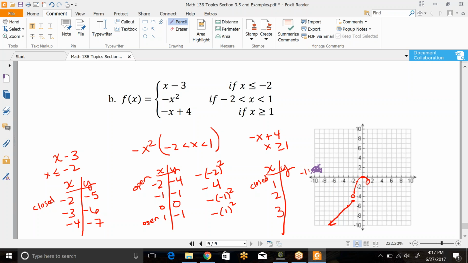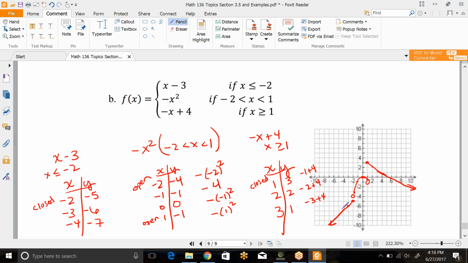So this is negative 1 plus 4, so that would be 3. Then negative 2 plus 4, so that would be 2. And negative 3 plus 4 is 1. So 1, 3, and that's closed. 2, 2, 3, 1. And this is continuing in this fashion forever. So there's my piecewise function.